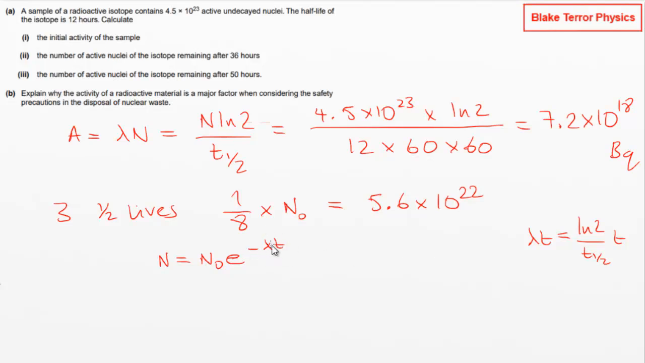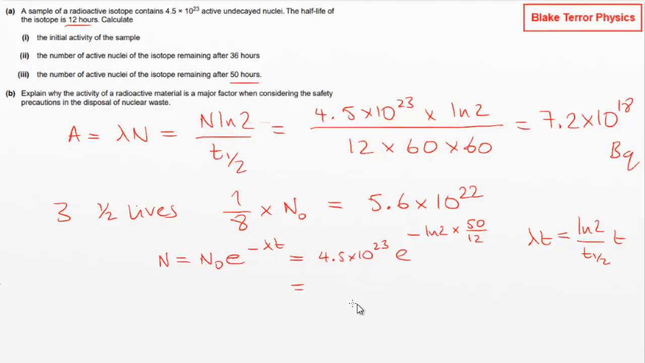So we can easily change the exponent here and say, well, that's N, what was N0? 4.5 times 10 to the 23. And then we're going to have e to the minus log 2 times t over the half-life. And as long as we stick in the same units of time, we're fine. So we can just do 50 over 12. We don't have to change things into seconds. You can just leave it in hours. So work that out and we'll have what N is.